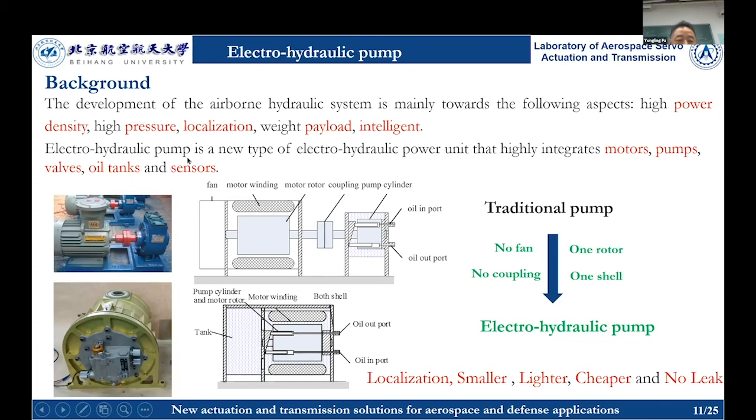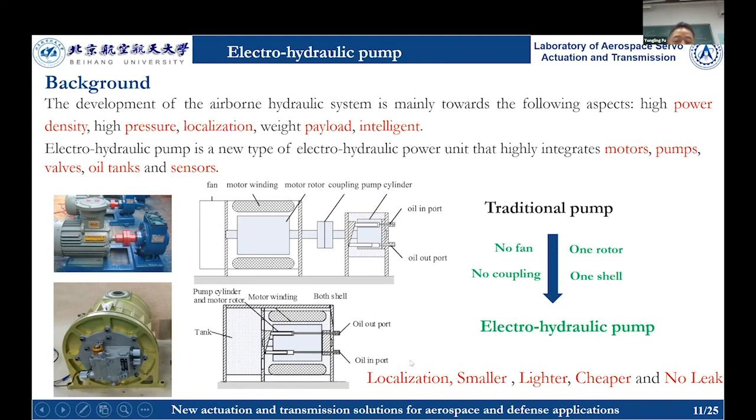And the electro-hydraulic pump is a new type of integrated one. It integrates the motor with the pump, the valve, the tank, and the sensors. Like this, we integrate the two rotors into one. We do not use a fan again, but we add the oil tank. And no coupling. The pump's rotor and the electric motor's rotor are integrated into one like this. And the shell is the same one.